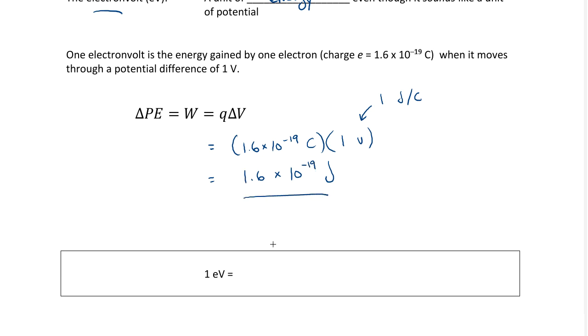And this is 1 electron volt. 1 electron volt is equal to 1.6 times 10 to the negative 19 joules. It's just a unit of energy. It's a much smaller unit of energy than a joule.